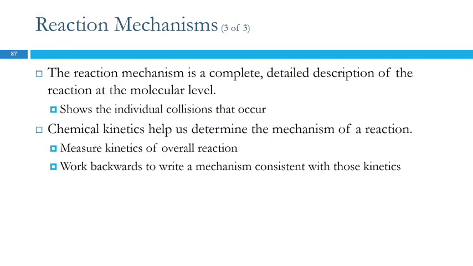So the reaction mechanism tells us exactly what's happening. It's a complete detailed description. It shows us at the molecular level what specific collisions are going to happen. Kinetics can help us determine the mechanism. We can measure the kinetics of the overall reaction and work backwards to write a mechanism that is consistent with the kinetics. This doesn't prove that the mechanism is correct, but you can prove mechanisms wrong this way, so you can rule a bunch out.